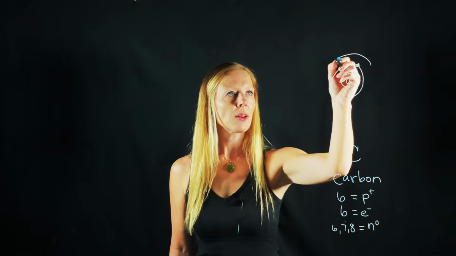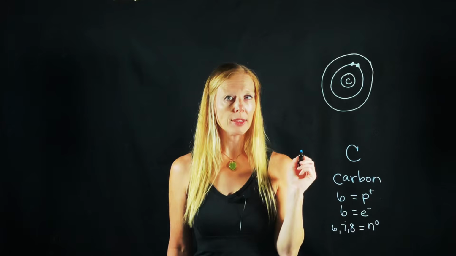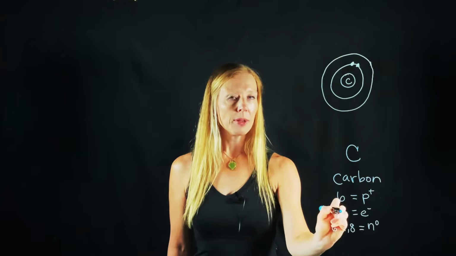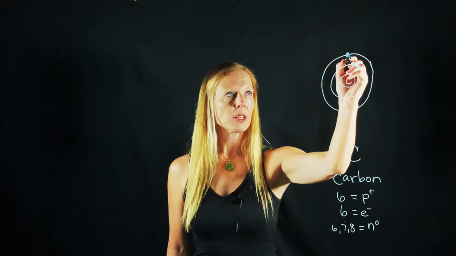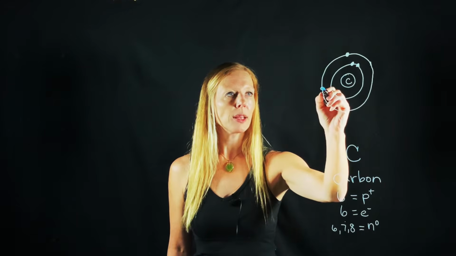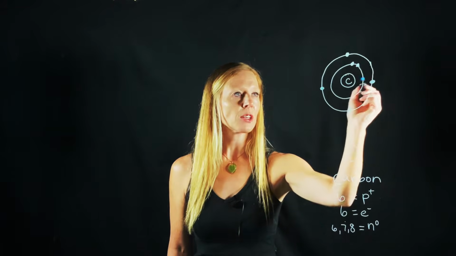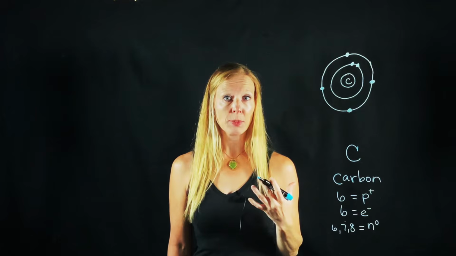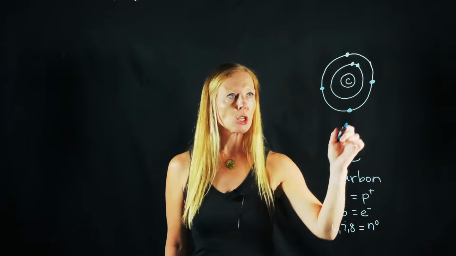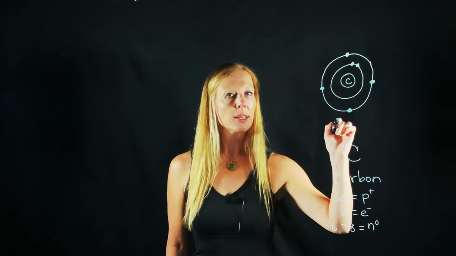And then we're going to draw a second shell. The maximum capacity of this shell is 8, but carbon has only 6 electrons, and we've already placed 2. So that leaves us 4 to put in that second electron shell, the outer electron shell, sometimes called the valence shell. And this brings us to a fundamental property of atoms. Atoms are stable when their outer shell is full.